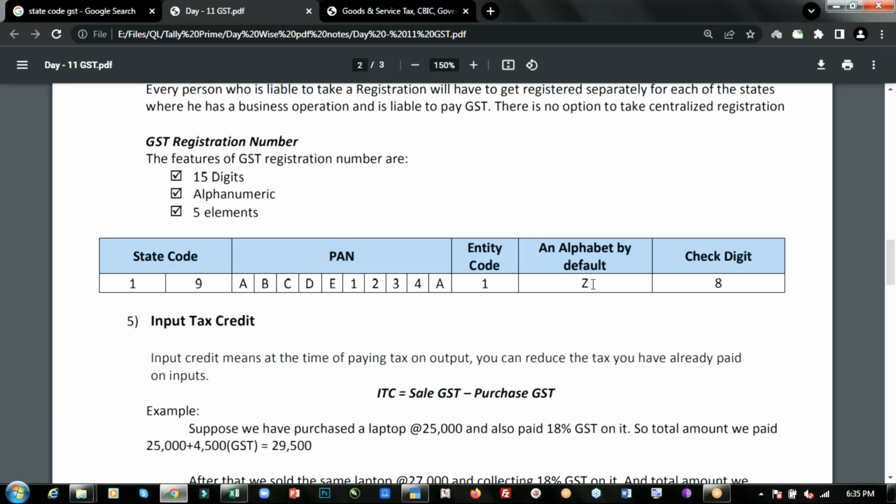It is up to the state. Then a check digit. Check digit is an alphabet or a numeric. These five elements contain the 15 digits alphanumeric GST registration number. We will get the registration number when we get registered for the GST.